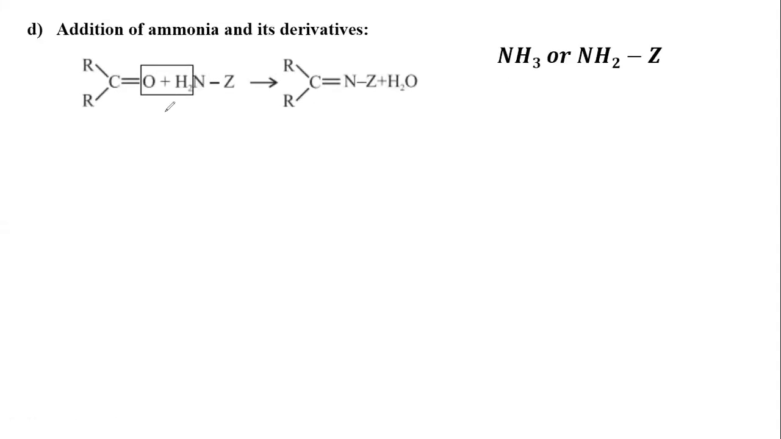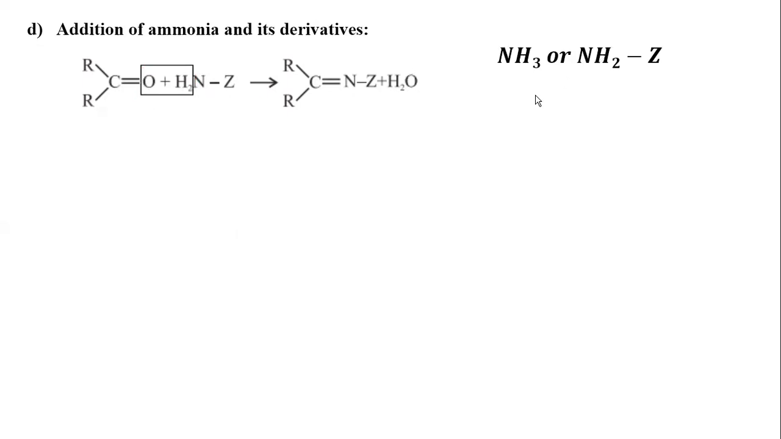Addition of ammonia and its derivatives. We know ammonia is NH3, or we can write NH2 single bond Z, where Z can be any group or any atom. So when ammonia or its derivatives react with the carbonyl group, that is aldehyde or ketone, they liberate 1 mole of water and form an addition product.